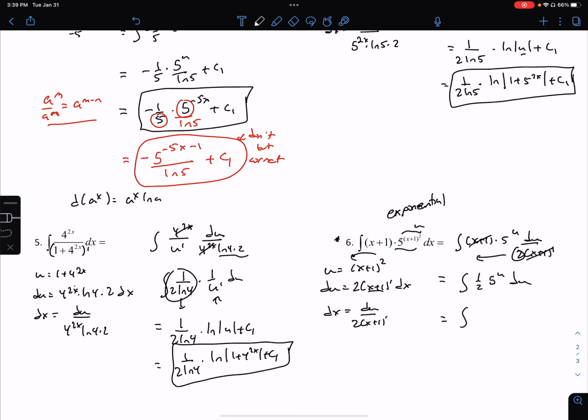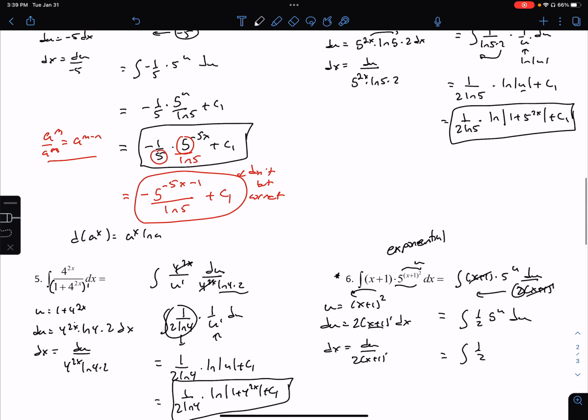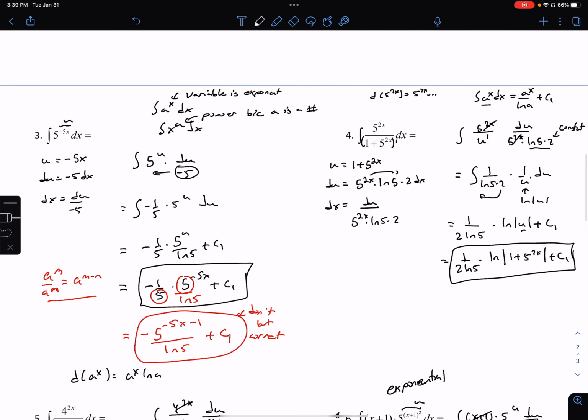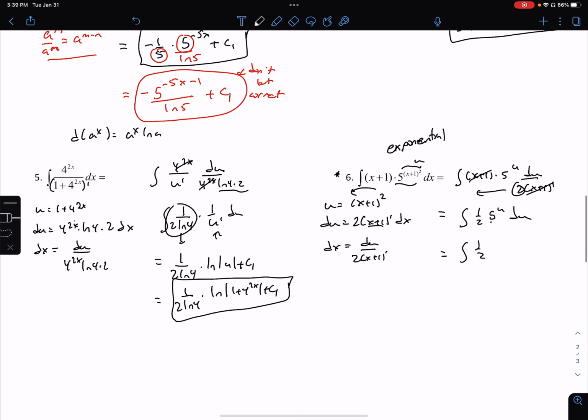Be very careful. Remember the antiderivative of a to the x right here is a to the x over natural log of our base. And our base here is 5. So we get 5 to the u. Oh, that's terrible. I made a big old mistake. Hopefully nobody caught that. There we go. I'm taking the antiderivative, so I don't need my integral sign anymore. Divide that by the natural log of 5 plus c1. And just replace u. This becomes 5 to the x plus 1 squared, because there's my u, divided by the natural log of 5 plus c1.